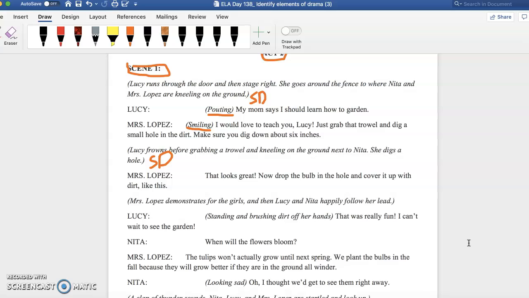Mrs. Lopez, that looks great. Now drop the bulb in the hole and cover it up with dirt like this.